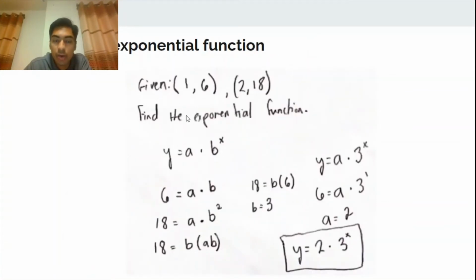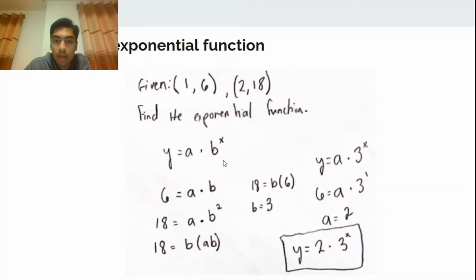And so let's just say we were given 2 coordinates and then we were told to solve for the exponential function equation. So the way we would go about this is that we would first start off with our original exponential function, which is just y is equal to a times b to the x. And then we can substitute the first pair of coordinates into this function. So once we do that, we get 6 is equal to a times b.